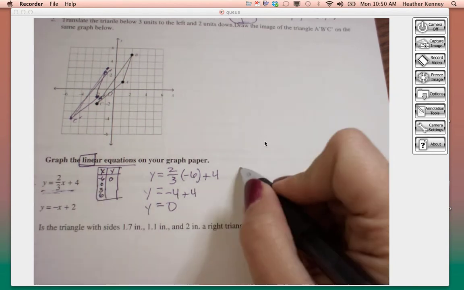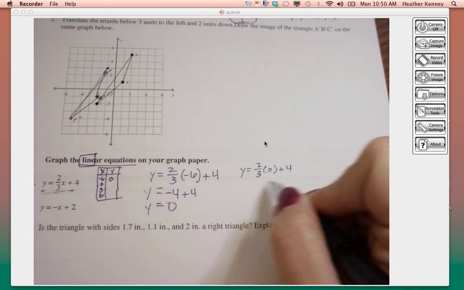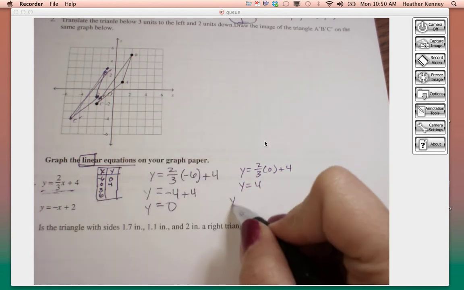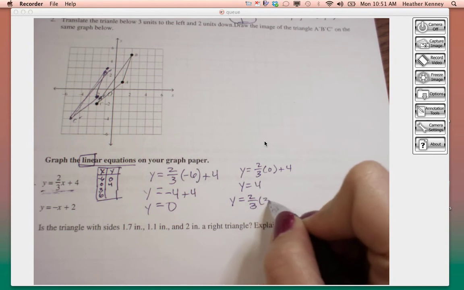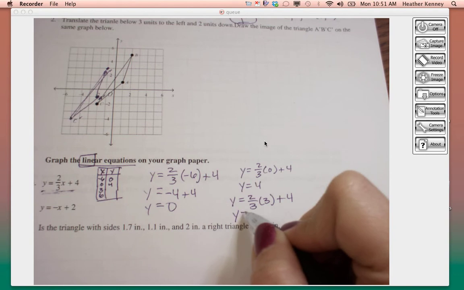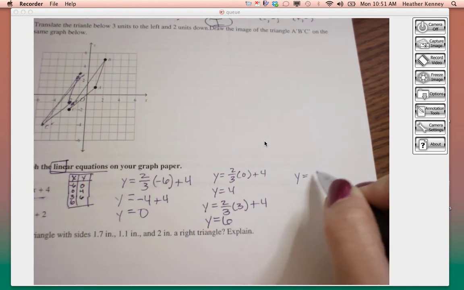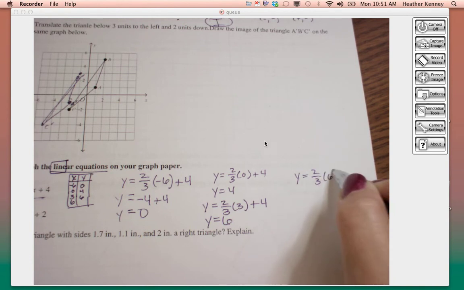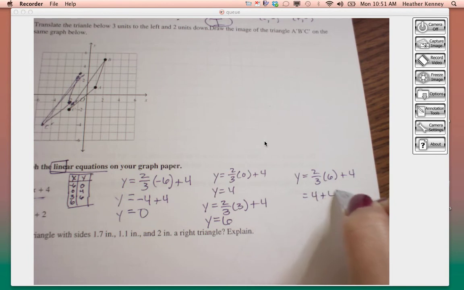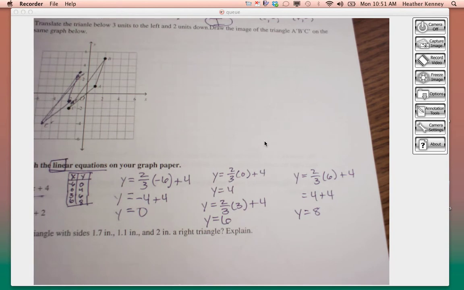So now we plug in the 0. Y equals 2/3 times 0 plus 4. 2/3 times 0 is 0, plus 4 is 4. Y equals 4. Do the same thing for 3. Y equals 2/3 times 3 plus 4. 2/3 times 3 over 1 is 2, plus 4 is 6. Y equals 6. And the last one, y equals 2/3 times 6 plus 4. 2/3 times 6 is 4, plus 4 is 8. Y equals 8. So now we have 4 points.